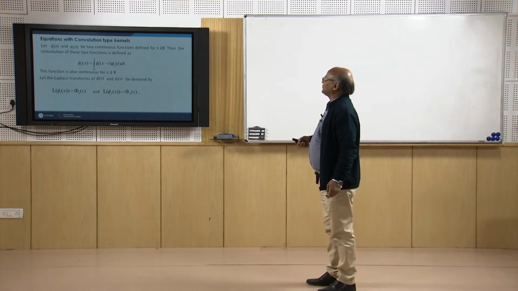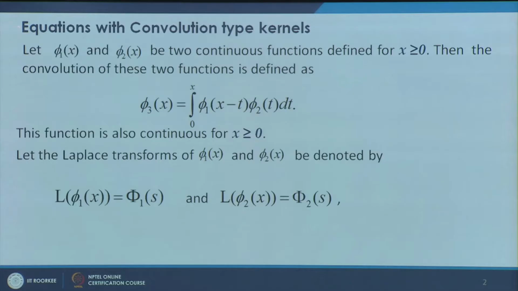Let us take two functions phi 1(x) and phi 2(x) which are defined for x greater than or equal to 0 and are continuous. Then the convolution of these two functions is defined by a function phi 3(x) equal to integral 0 to x phi 1(x minus t) into phi 2(t) dt. It turns out that the function phi 3(x) is also continuous for x greater than or equal to 0.